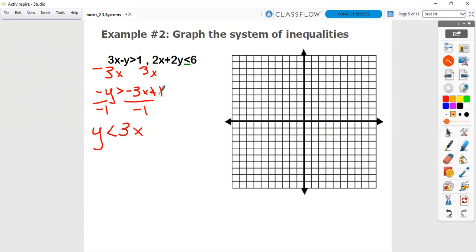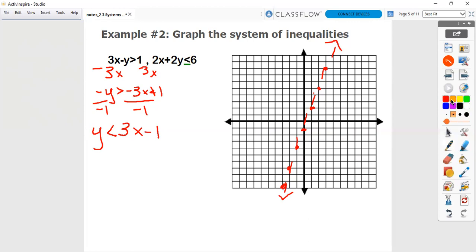Positive 3x and +1 divided by -1 would be -1. So we need to go ahead and graph that inequality starting at -1. The slope of +3, right 1. Down 3, left 1. We're going to use a dashed line since it is just less than. And I'm going to hold off on the shading for this.